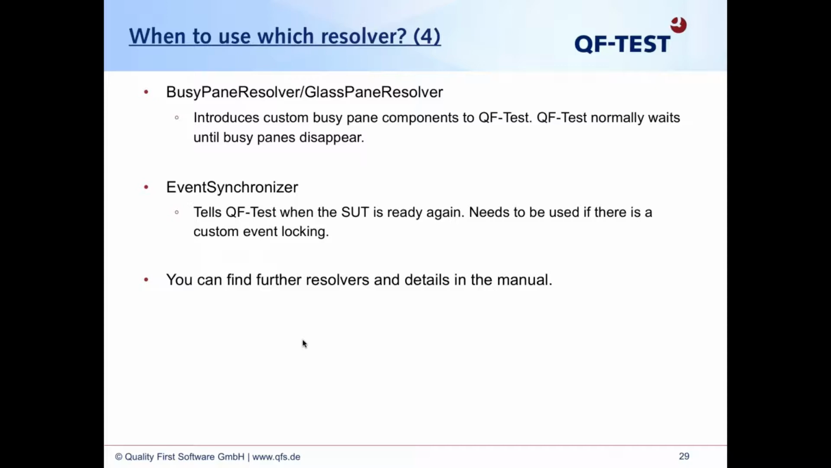Or you can even implement something which is not based on your user interface. For example, let's check the database, and as long as there is some special entry in the database, the application is busy. So you can program this for the event synchronizer and then check the database if the element is there. As soon as the element is gone, you say, okay QFTest, now it's fine, you can issue the next event. You can click the button or whatever else. And you find all the information about the resolvers and how to use them in the manual.